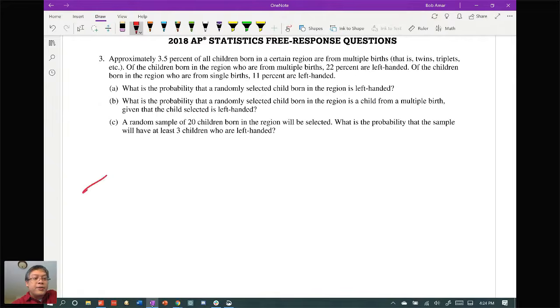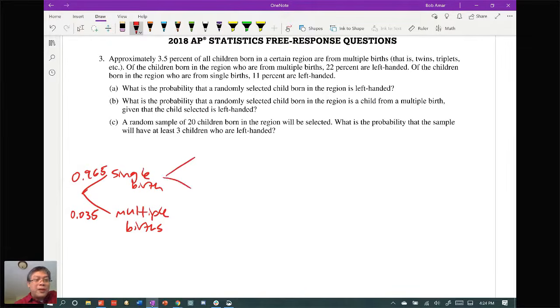Okay, and so this is single births and multiple births. This just screams tree diagram. Let's see if we agree that that's kind of what's happening here. And then we have left-handed and right-handed. Often when you have two categories like this, a tree diagram or table is a good way of organizing it.